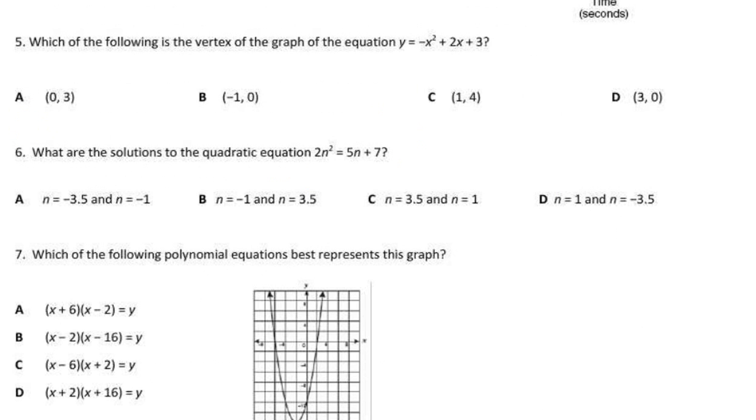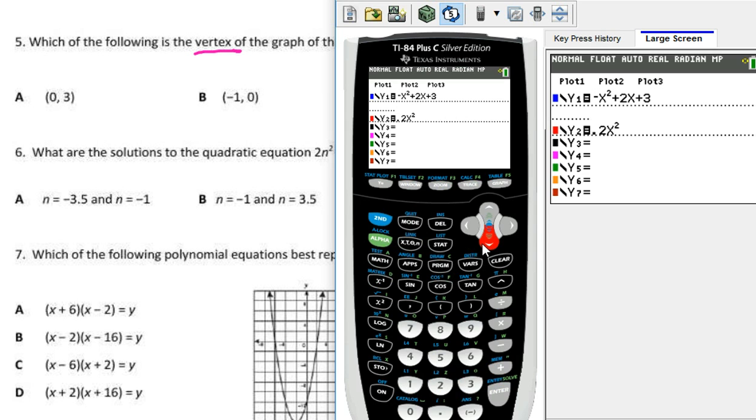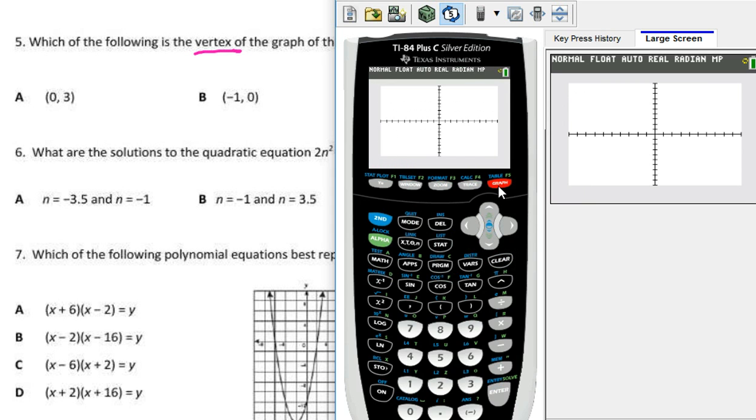All right, love number 5. Which of the following is the vertex of the graph of this equation? So, looking at this graph, let's just go ahead and plug it in. I'm going to go to y equals, and I have y equals negative x squared plus 2x plus 3. Let me get rid of this other one. All right, so let's go check out our graph, see what he looks like.